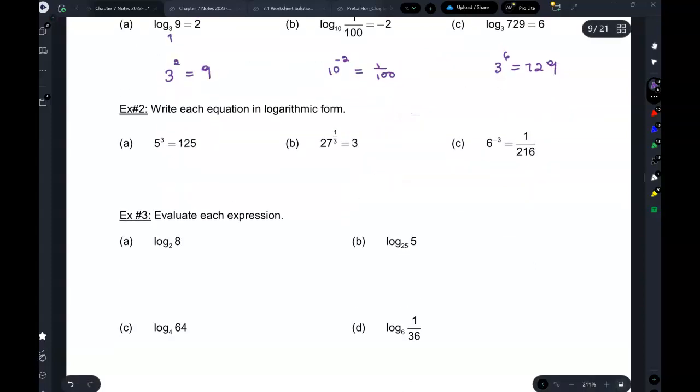Okay, so here, let's write these in logarithmic form. Here is the exponent. That's going to be the answer. And this is the base.